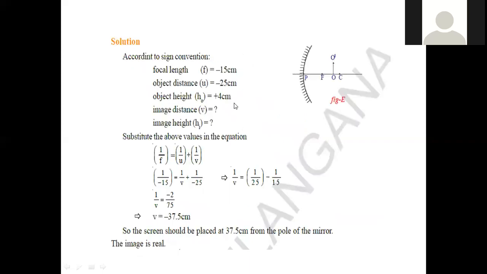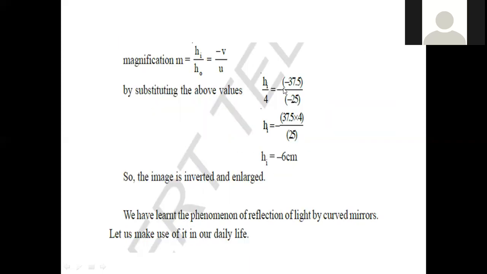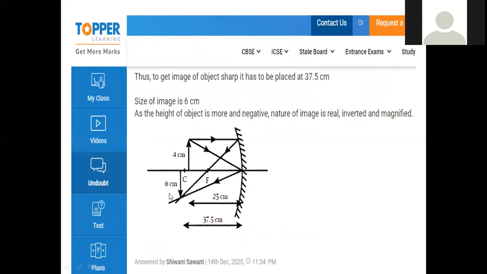And u is nothing but minus 25 centimeters, so it will be 25. Here minus into minus will become plus. 37.5 into 4, because the denominator is taken to the right-hand side, 37.5 into 4 by 25, the value will become minus 6 centimeters. Okay, here the sign convention is negative, and the height of the image will be 6 centimeters. You can clearly observe what the minus sign denotes: the image formed will be inverted. And the height of the image will be 6 centimeters.